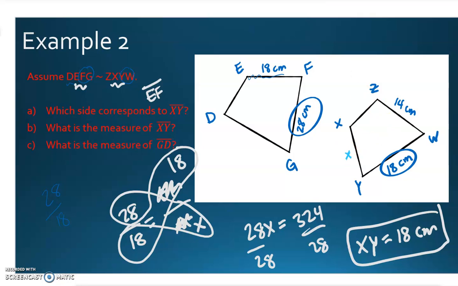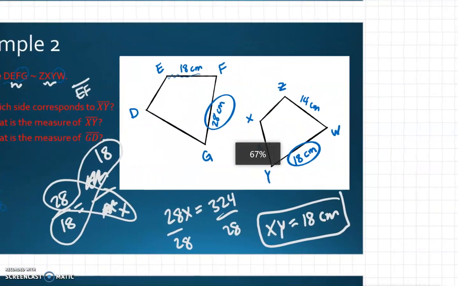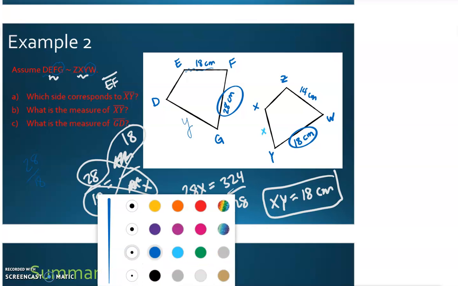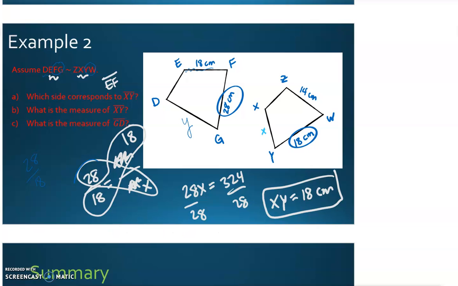In the last question here, it's asking us to find the measurement of GD. Let me zoom out a little bit. So GD is right here. Let's label that one Y. We're going to solve for that one. And we're going to use the same ratio. Remember, we already have that original ratio, 28 over 18, right? So I'm going to say 28 over 18 again. I can use this to find any side length.